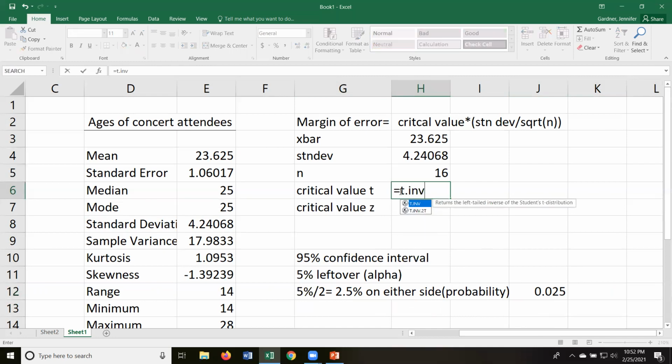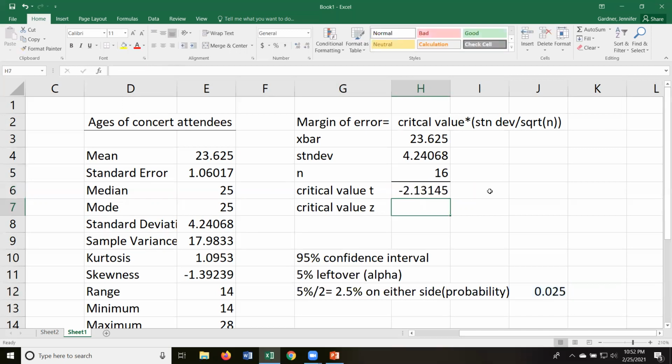Equals T dot inverse INV. Probability, 0.025. Degrees of freedom. Well, degrees of freedom, we're just going to take our sample size and subtract 1. So instead of 16, we'll write 15. So you'll notice it says J12. That's just because that's where I clicked because I had written it in here. You could also just type 0.025, whatever you want. Okay, I'm just going to click it though, because then if I wanted to come back to this, I could just change that probability if I changed my confidence and I would be able to get another one. So I like to have things made easy for me for later.